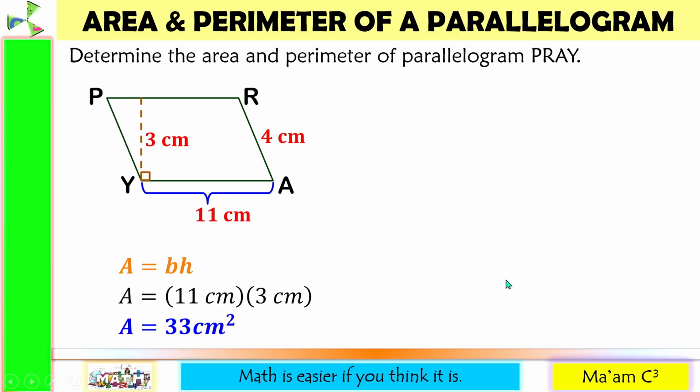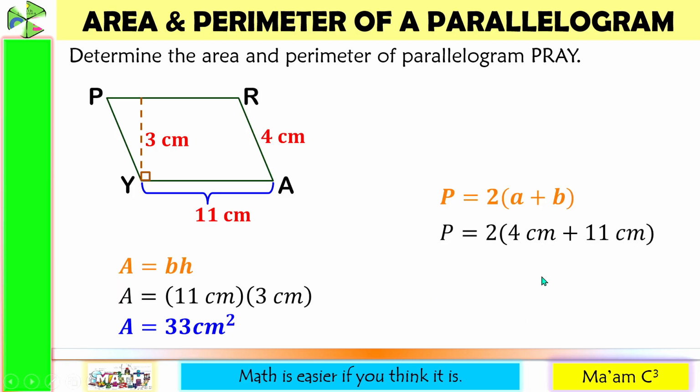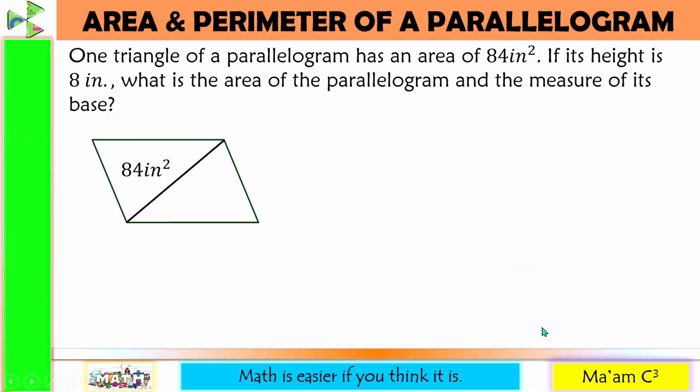Now let us recall the formula of perimeter. Our A is 4 and our B is 11. 4 plus 11 is 15. 2 times 15 is 30. 30 centimeters. Let us have another one. One triangle of a parallelogram has an area of 84 squared inches. If its height is 8 inches, what is the area of a parallelogram and the measure of its base?